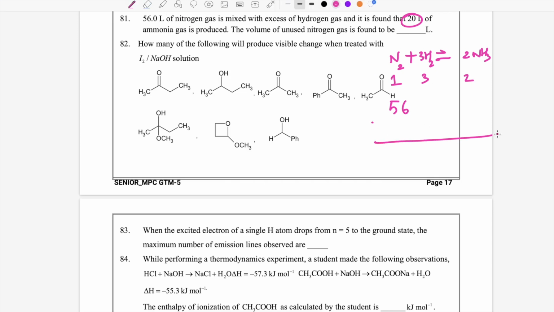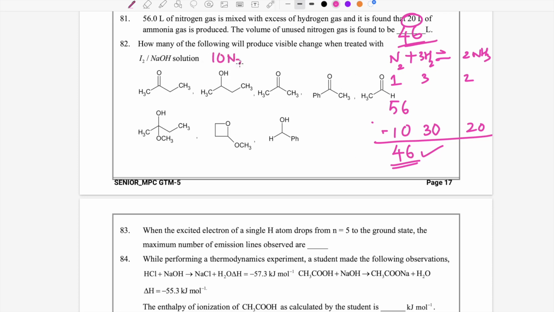If 20 liters is forming, then we need 30 liters of hydrogen, and 30 liters of hydrogen will be required in the 1:3 ratio. So 10 liters of nitrogen will react. We will subtract this. So what do we get here? 46 is the answer. Hydrogen is the limiting reagent. Is it hydrogen? Yeah, hydrogen is the limiting reagent. Obviously he didn't mention it, but of the 56, the unused nitrogen would be 46 liters. So how much is used? Only 10 liters.